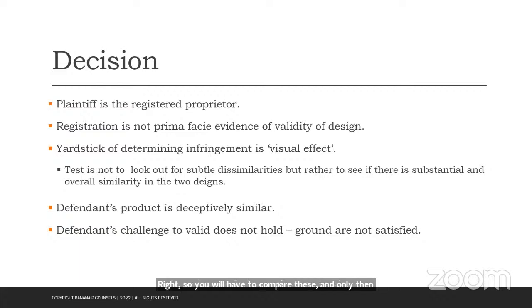Now, in this case, at least in Diageo, what the plaintiff was claiming, what they were manufacturing, was very much the same product. So there was sufficient ground for the plaintiff to actually get this decision in their favor.